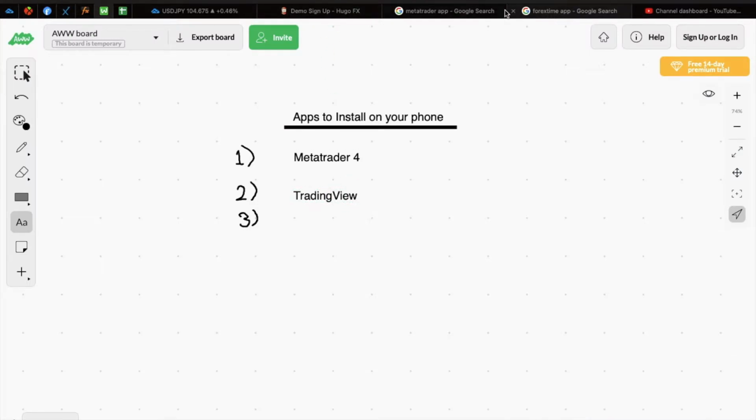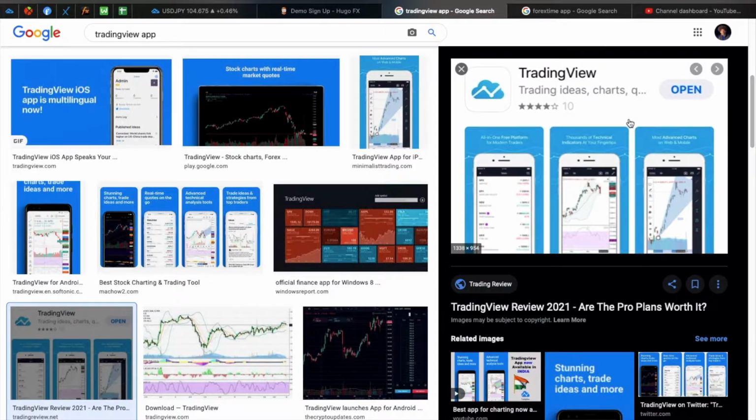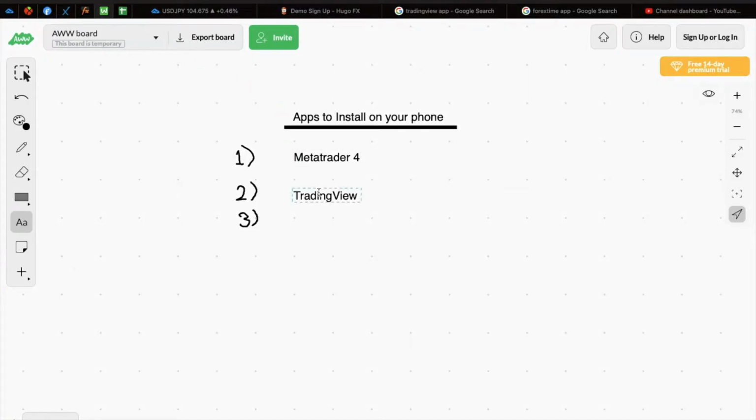It's going to look like this. So you just download that and install it, right? So the next app that you would want is going to be called Forex Time.